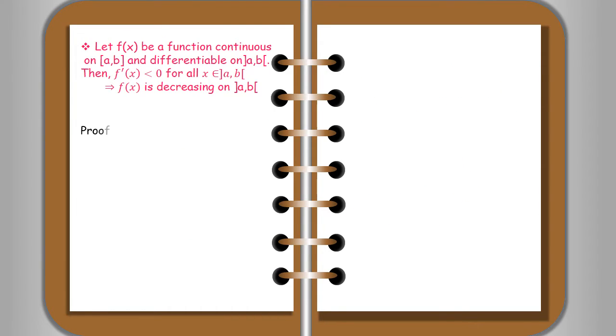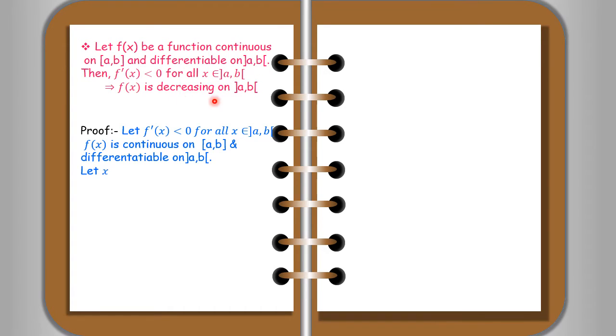So next, if the function is continuous and differentiable, and f dash x is less than 0 on the open interval, then f(x) is a decreasing function. So f dash x is less than 0, and I have two other things: the function is continuous on the closed interval and it is differentiable on the open interval. In a similar manner as we proved f(x) is increasing on the open interval, we will prove that the function is decreasing in this open interval.